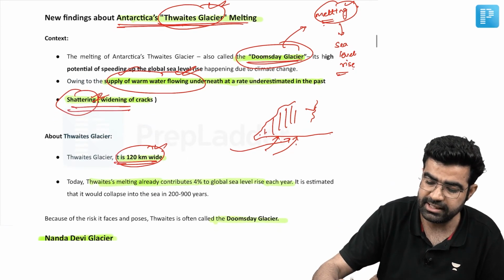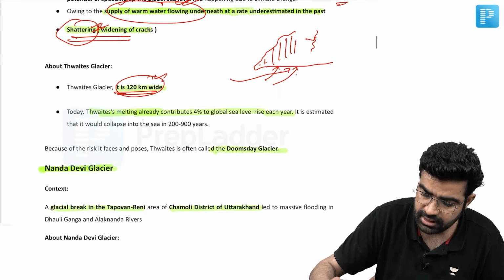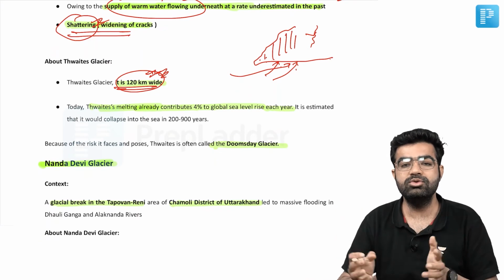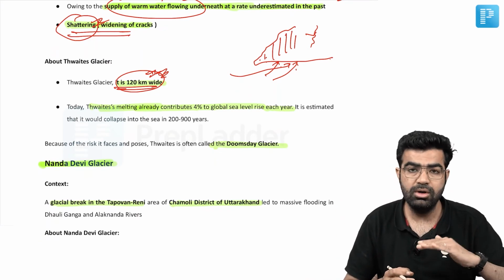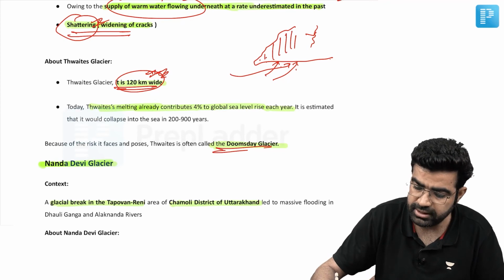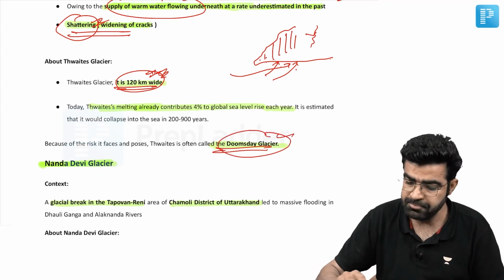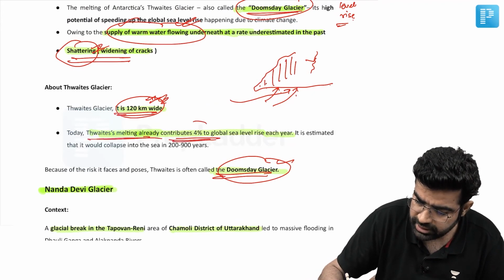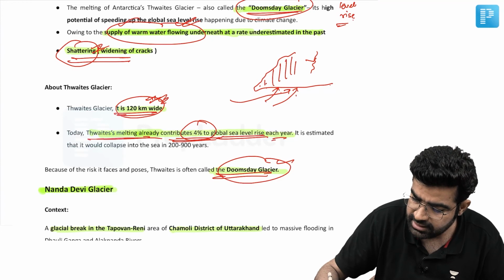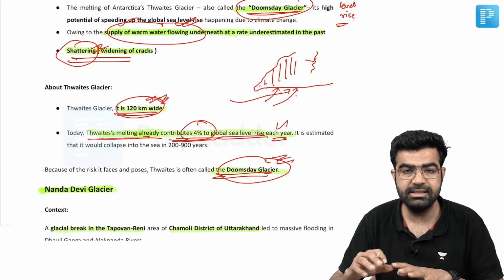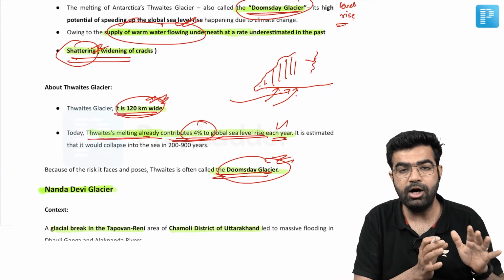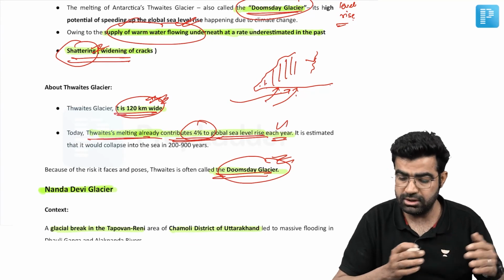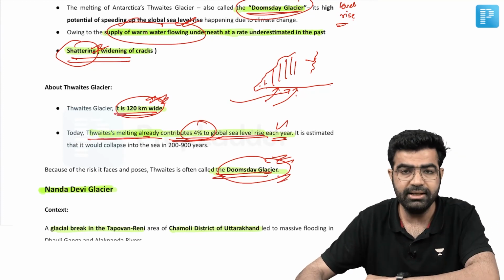In this way this glacier is melting, and it is 120 kilometers wide, and its potential is very huge. It can raise the sea level to a very dangerous limit, and that is the reason why it is known as the Doomsday Glacier. It is already contributing 4% to the global sea level rise each year. So you can see the extent of this glacier, how it can affect sea level rise in future, and that is the reason why it is known as the Doomsday Glacier.